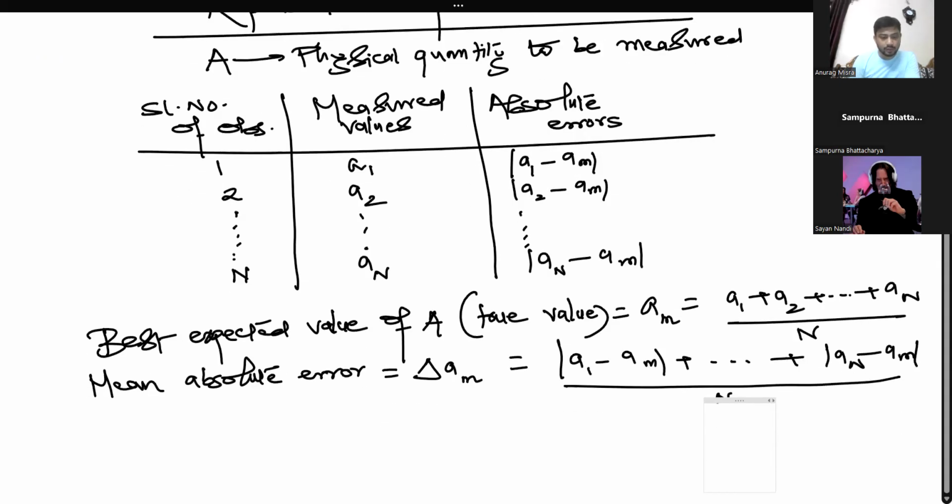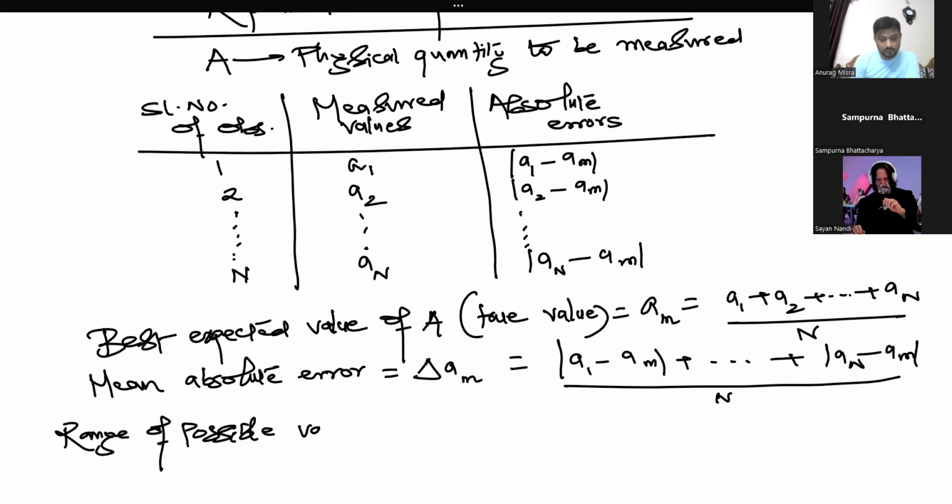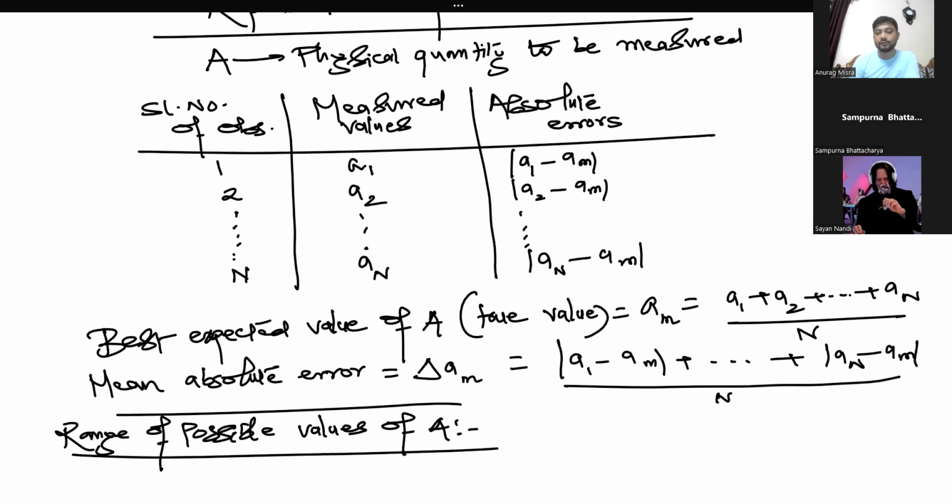Now the point is what? We can say that the range of variation, range of possible values of the quantity A, ठीक है, जो हम लोगों का allowed range of variation है वो कितना होगा? It will be from say A M minus delta A mean, right, to A M plus delta A M. Okay, this will be the range of variation of the quantity.